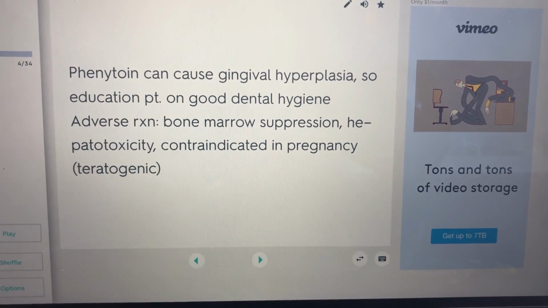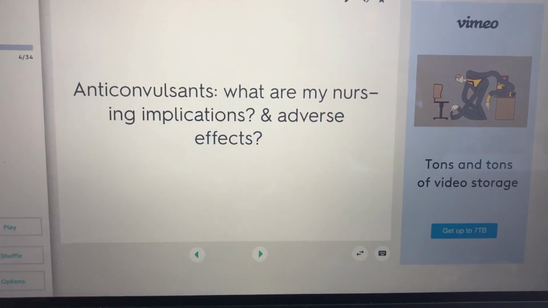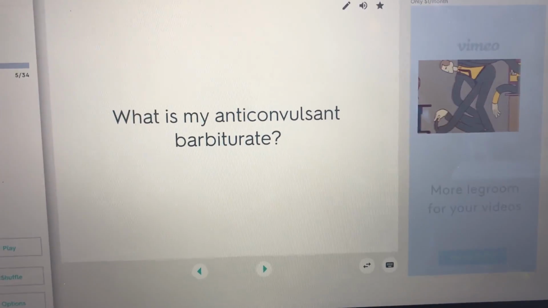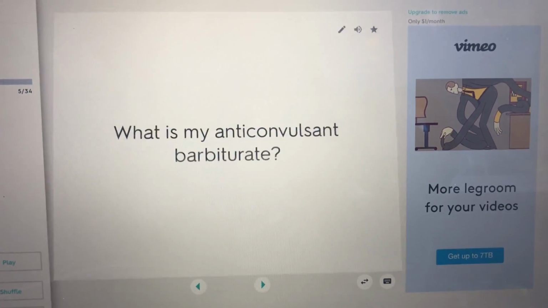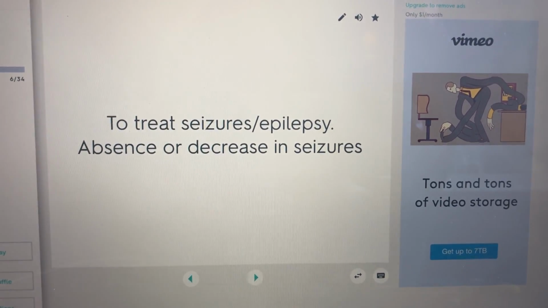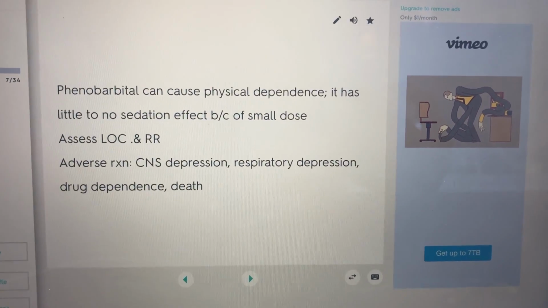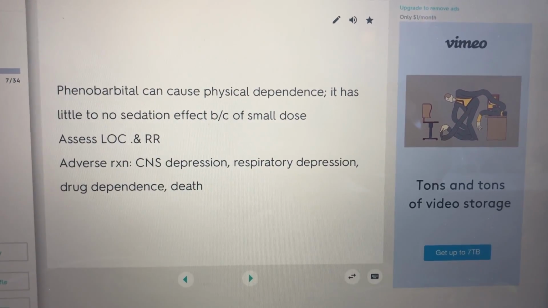But you guys can see most of my quizzes have the questions of like, what are the meds? What are the nursing implications? How do you assess it? And what are the adverse reactions? So these are just some examples of the types of Quizlet questions that I would go over for that specific disease process.